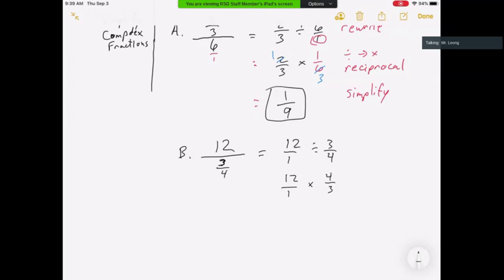And then last step, simplify. All right, so I know that 12 and 3 can cancel out. That becomes a 1. That becomes a 4. Lastly, 4 times 4 is 16. 1 times 1 is 1, so 16, or just 16 over 1, or just 16.